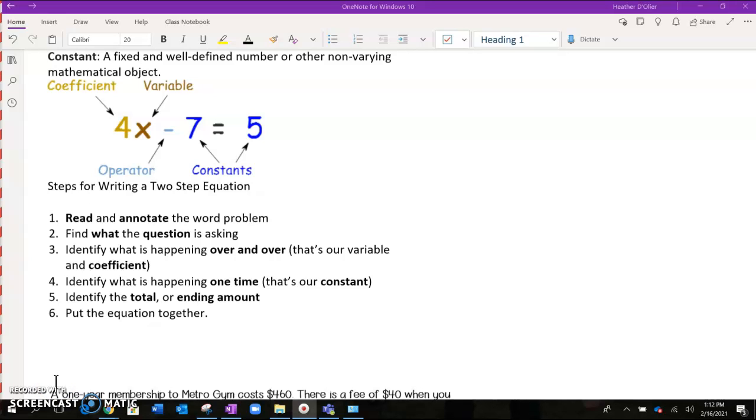All right, and these steps are just a tool. You don't have to follow them exactly. They're just something that we put together to help you start somewhere. Maybe identifying the total is the easiest for you, so you actually start by identifying that. Then the constant, then the over and over, or whatever works for you.